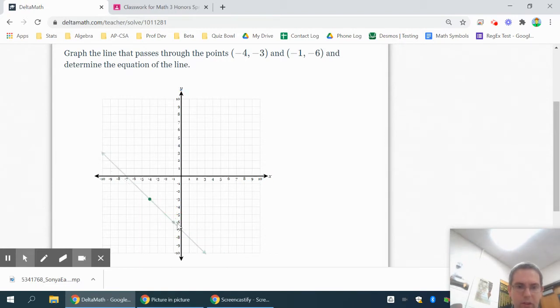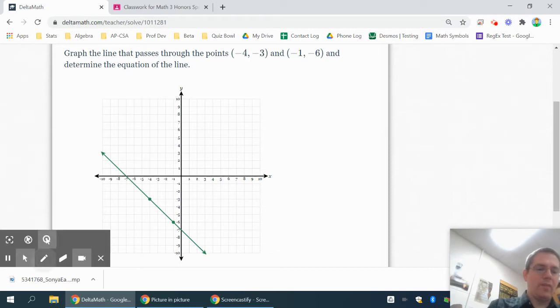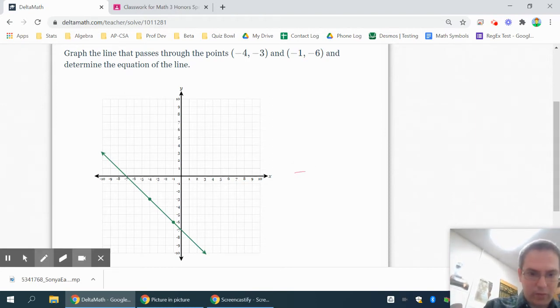You can definitely tell that this line has a negative slope because it's going down. And to figure out how negative, we can count how far down it's going. It's going down 1, 2, 3. And then it's going over, always go from left to right, 1, 2, 3. So that's a negative 3 over 3, which is a slope of negative 1. So that kind of gets you an idea of what's going on.